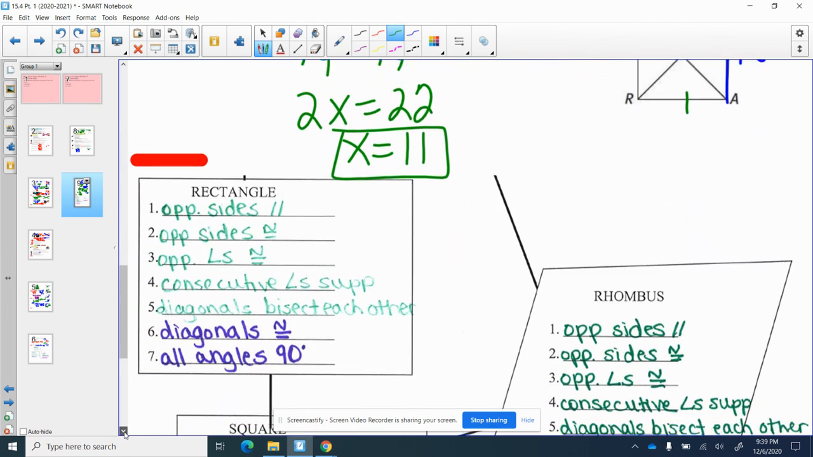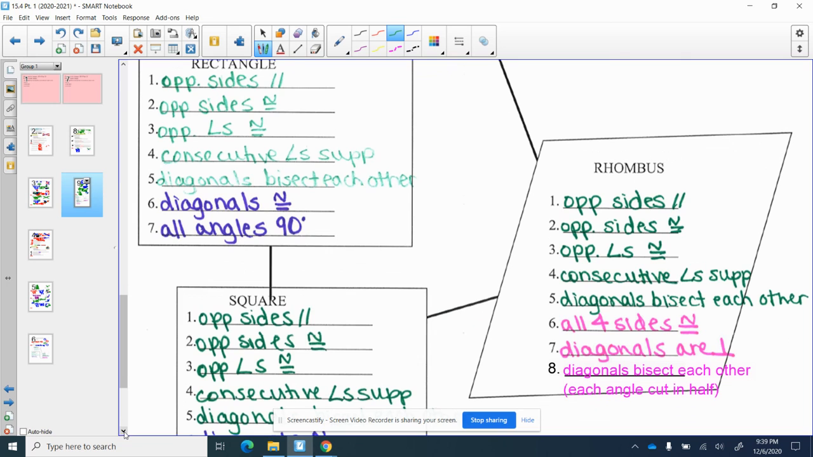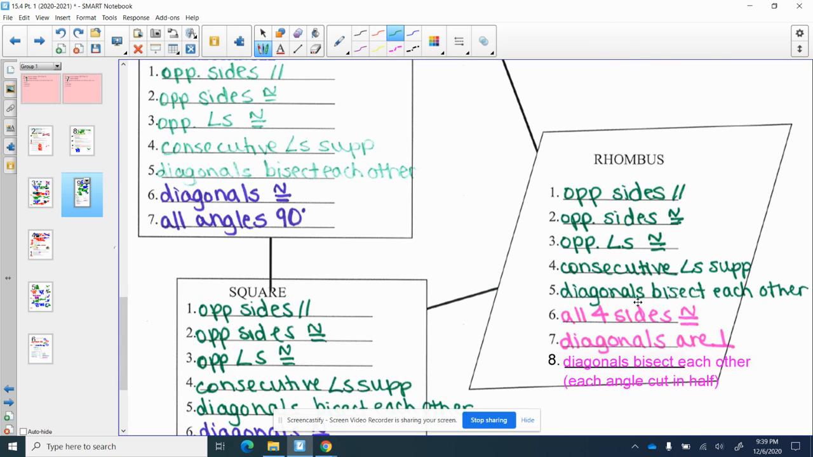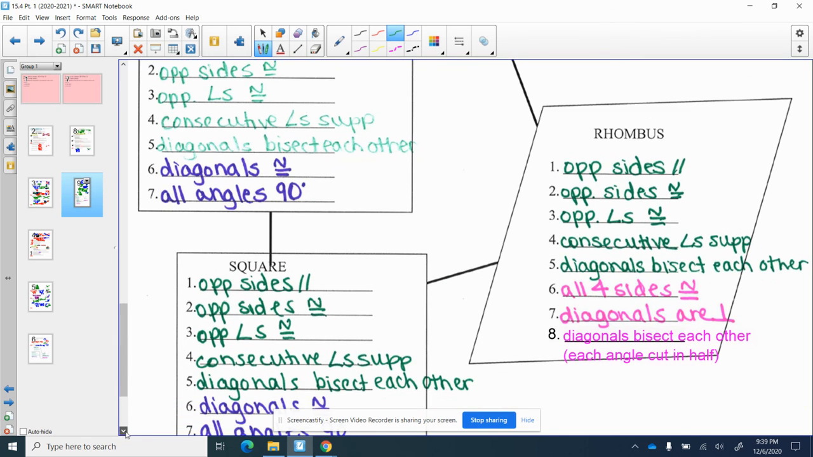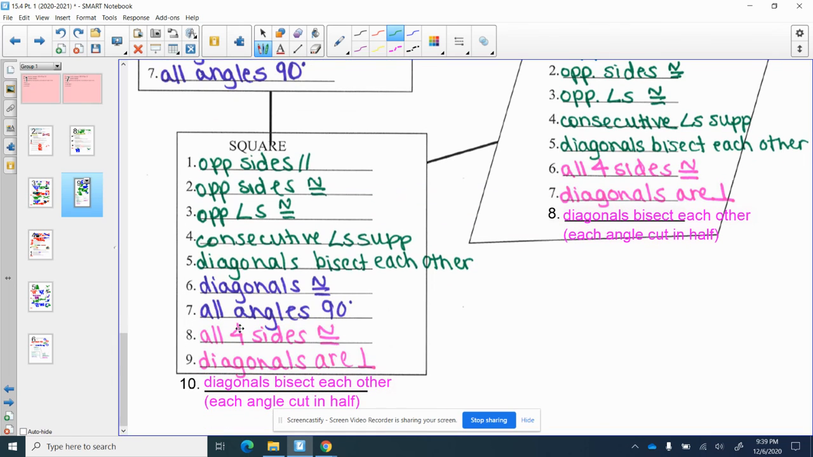So the square is a combination of the rectangle and the rhombus. So notice our square has the 5 characteristics of a parallelogram. It's also got the characteristics of a rectangle, diagonals congruent, and all angles equaling 90. And then finally, it will have all of the characteristics of our rhombus as well. All 4 sides are congruent, the diagonals are perpendicular, and the diagonals bisect each other, aka they cut each other in half.